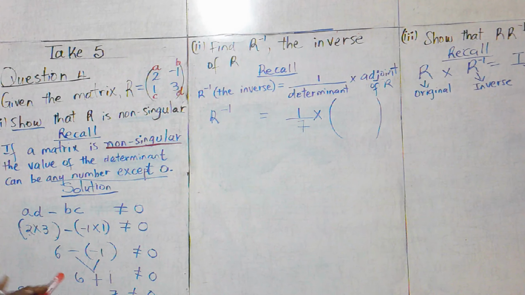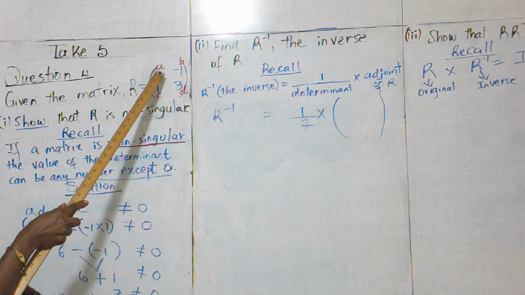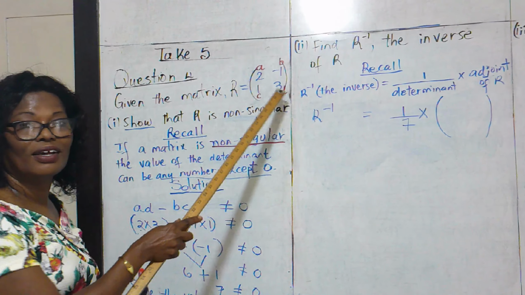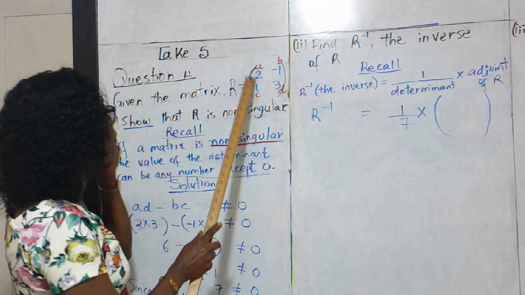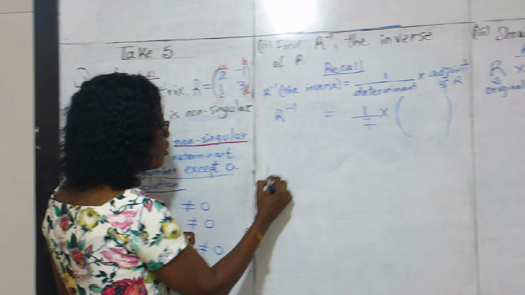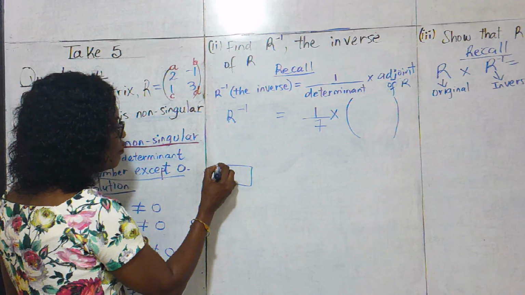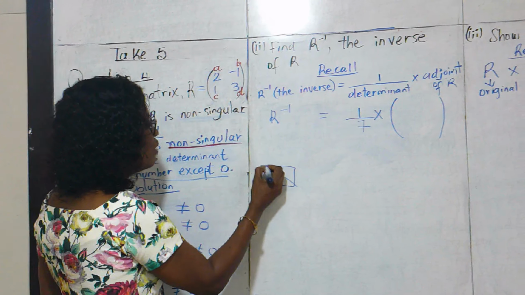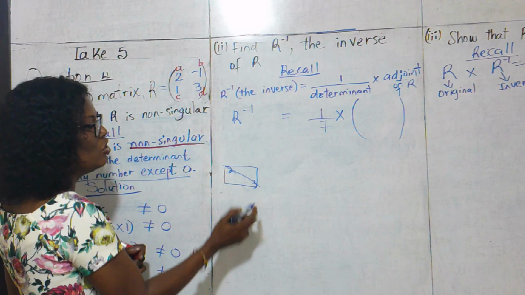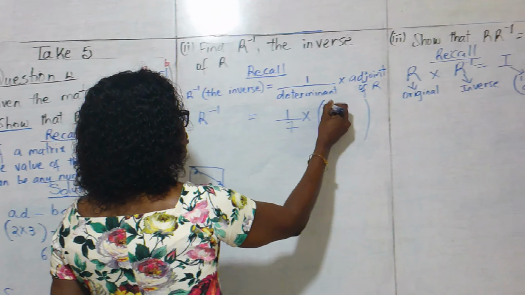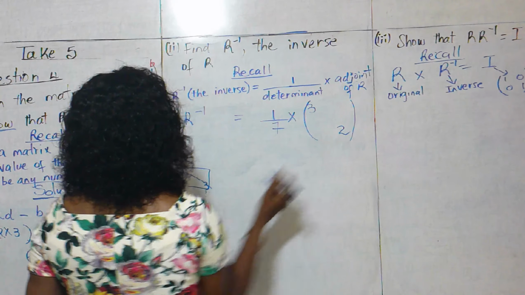2 steps. Step 1 is to interchange these 2 numbers, 2 and 3. They're in the main diagonal. Just like how you have a square or a rectangle, from one corner to the opposite corner is a diagonal, and you have your 2 here and your 3 here. You're just going to interchange these numbers. So this is 3 and this is 2.